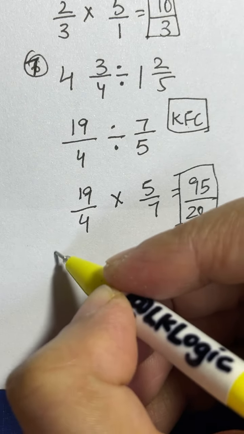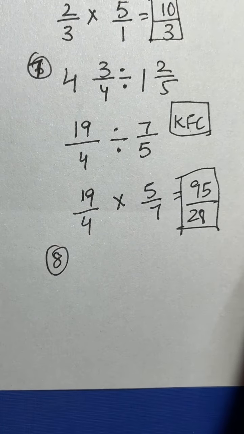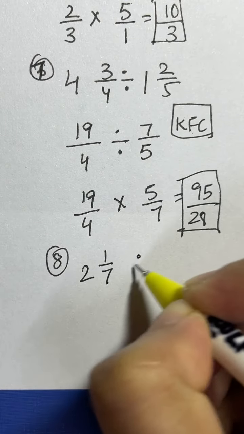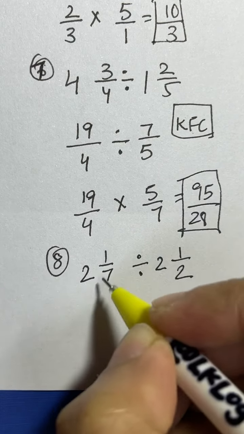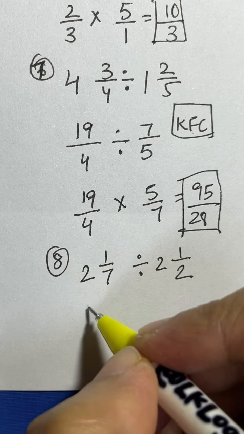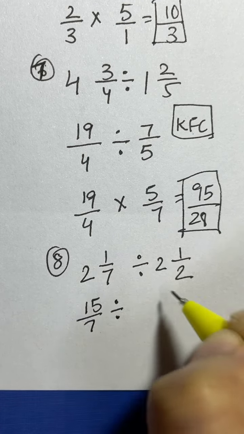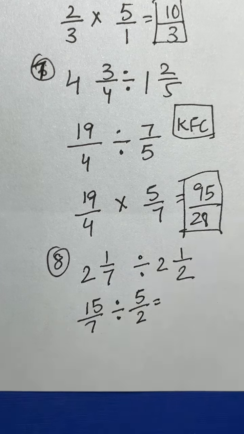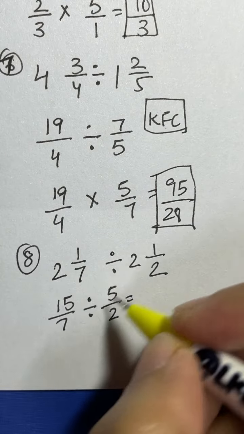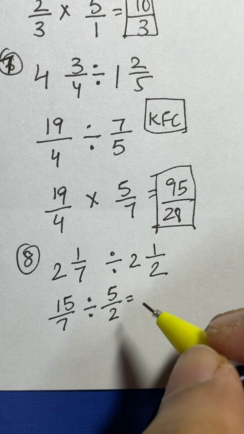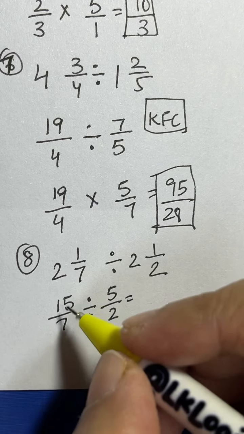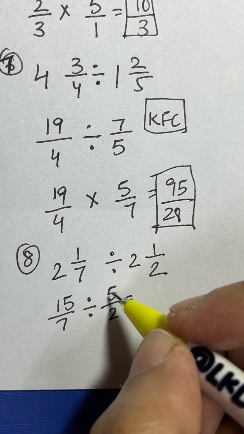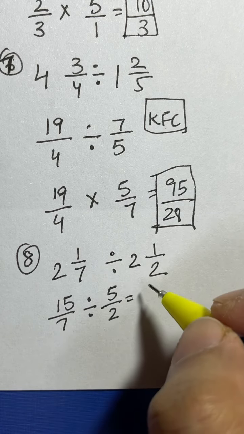Question number 8. Suppose you have division of 2 1/7 divided by 2 1/2. Now convert it. 7 times 2 is 14 plus 1, 15 over 7, divided by 2 times 2 is 4, 4 plus 1 is 5 over 2. Right now just use the KFC rule. Now if you're not using the KFC rule, you can also just cross multiply. That's called the butterfly method. 15 times 2 is 30 over 5 times 7 is 35, and just reduce it to the lowest fraction.